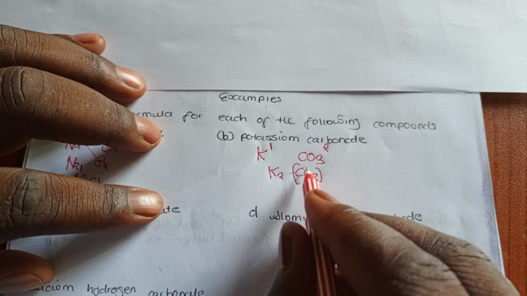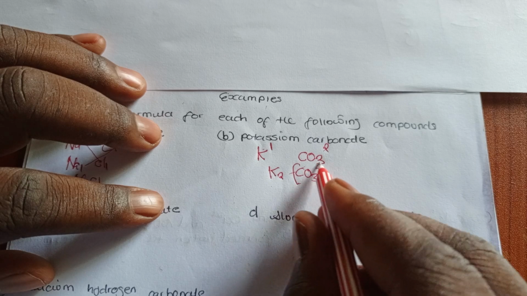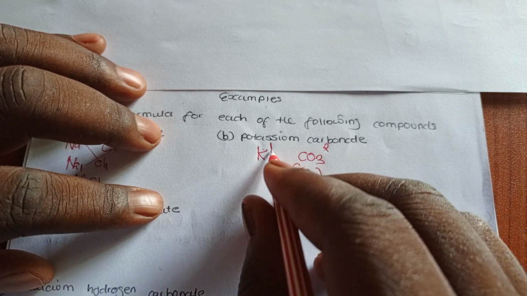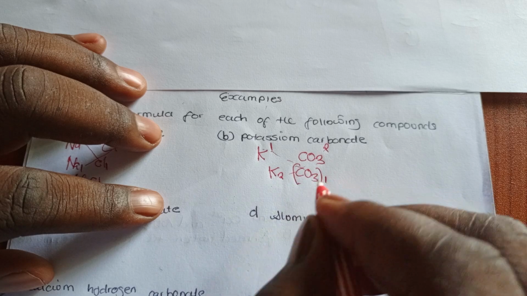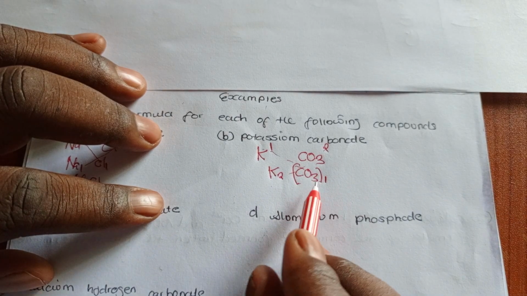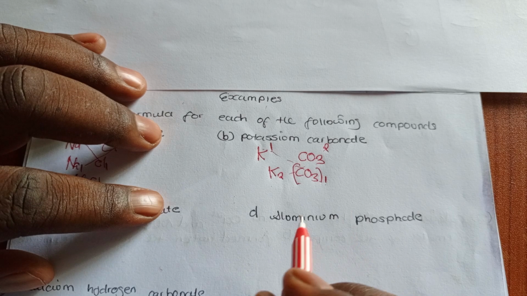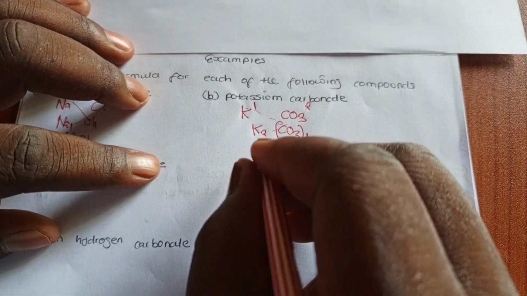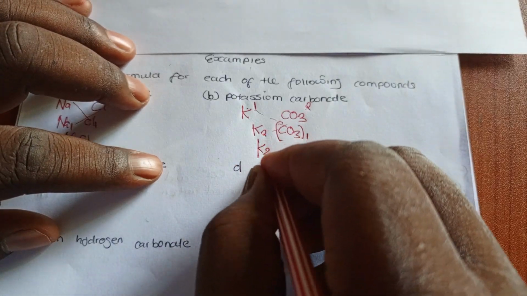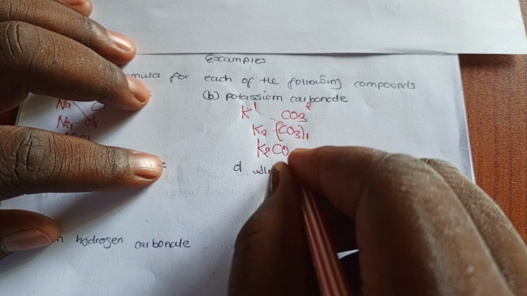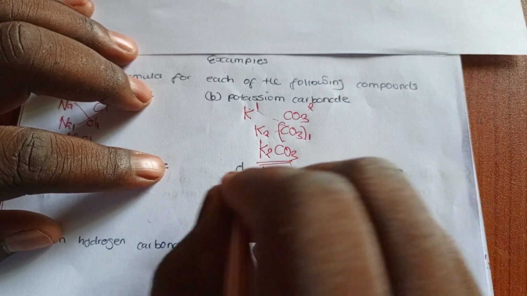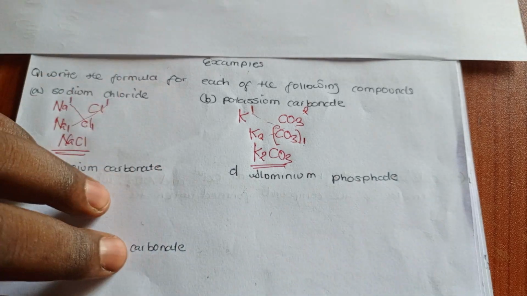So we can't write a 1 here because it would look like a 31. So you put brackets like this. So actually this valence 1 comes here. Now we say that 1 is supposed to be ignored. So we write K2 and carbonate like this. This is the formula for potassium carbonate.